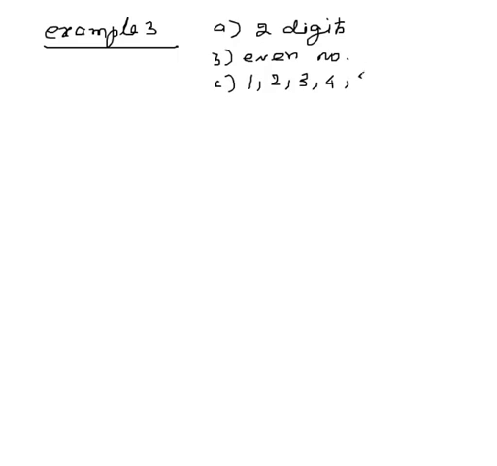Example 3. How many 2-digit even numbers can be formed from the digits, if the digits can be repeated? So the first condition is we have to form a 2-digit number. And the second condition is it should be an even number. The third condition is we can make use of these digits, and repetition is allowed. Okay, these are the 4 conditions given in the question.